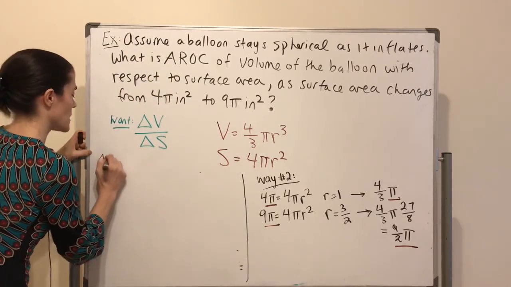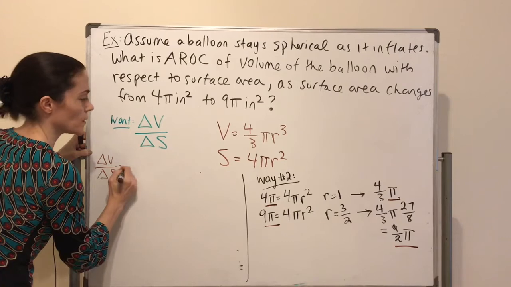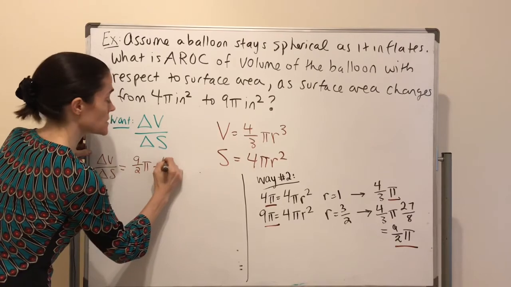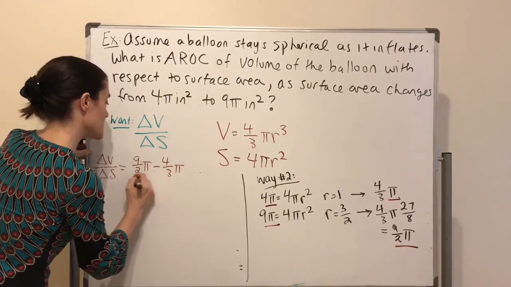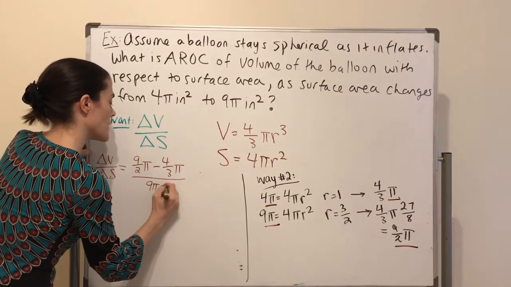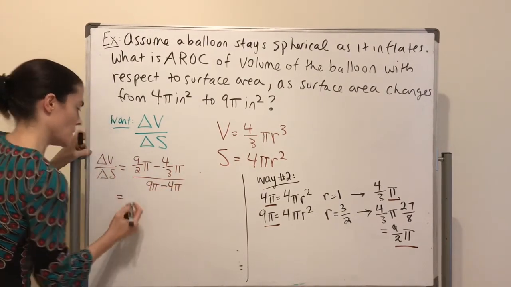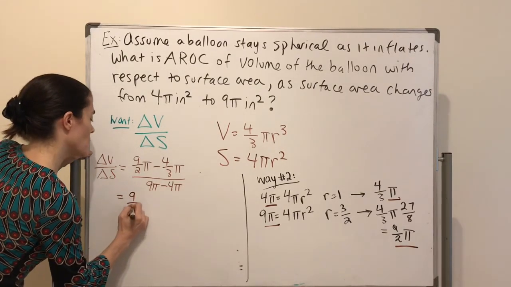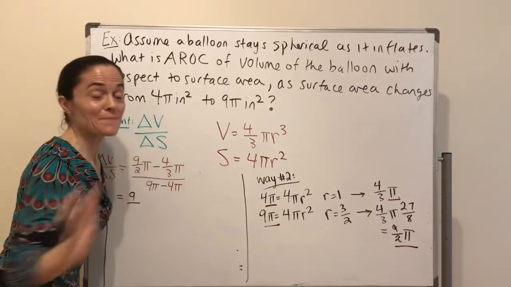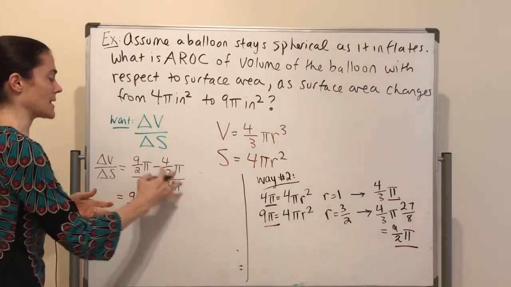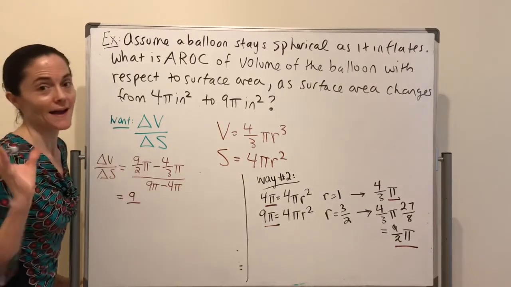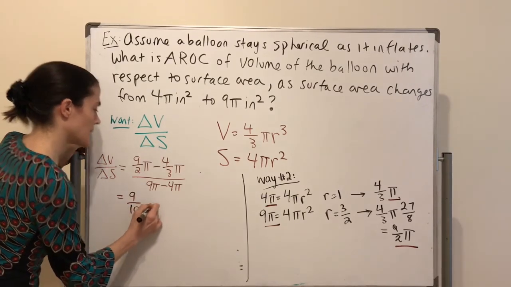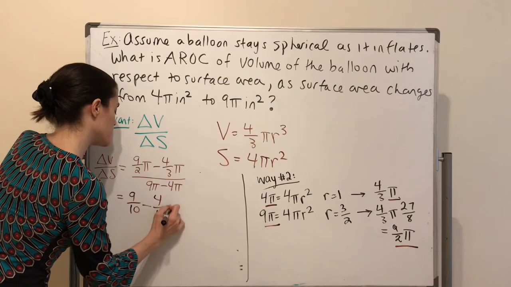The change in v over the change in s will be, okay, 9/2 pi minus 4/3 pi divided by 9 pi minus 4 pi. We get, well, this is 5 pi. We get 9. Oh, well, you see I can divide everything by pi, right? I have a pi in every single term, and pi over pi is 1. So I have 9/10 minus 4/15.